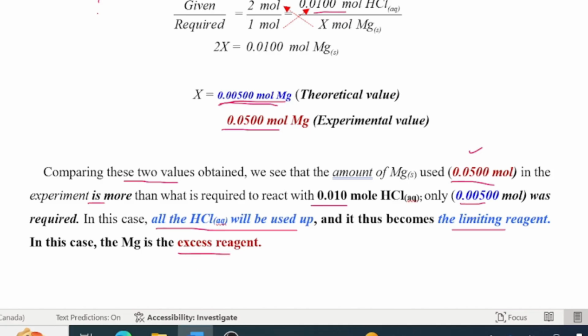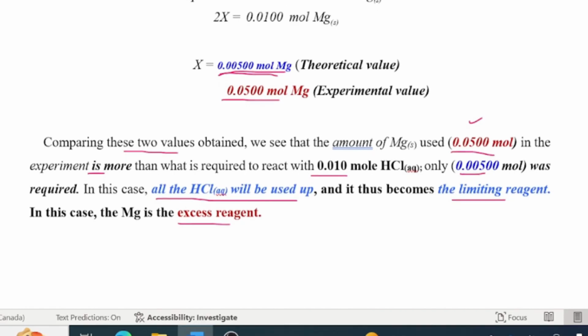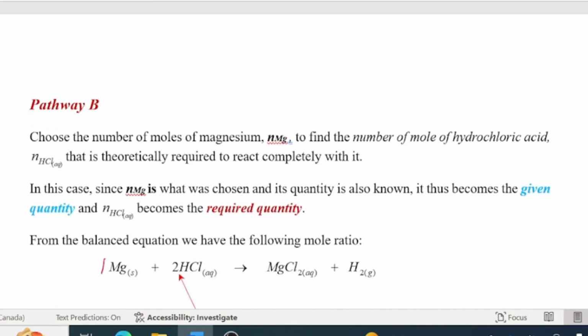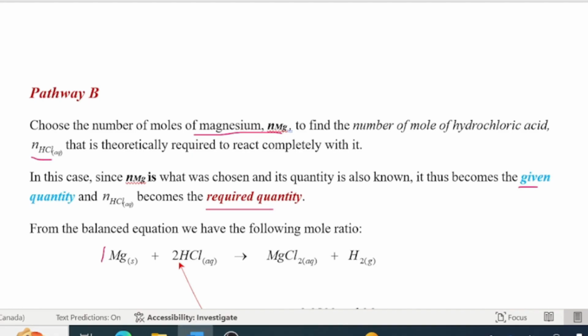Let's look at it from a different angle, a different student now. A different student might now choose a number of moles of magnesium to find out the moles of HCl that can react with it completely. Okay, in this case, the magnesium they're choosing there becomes the given reagent, and the other one becomes the required reagent. So now, let's look at it.